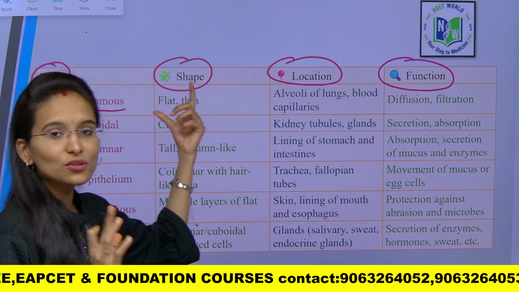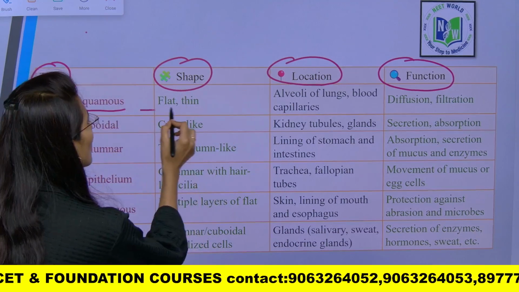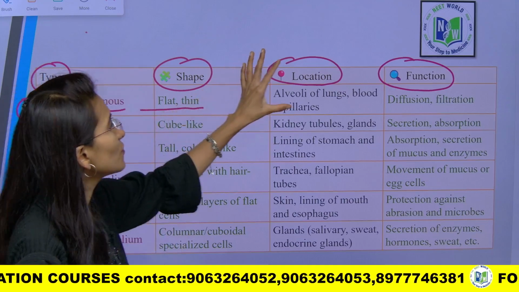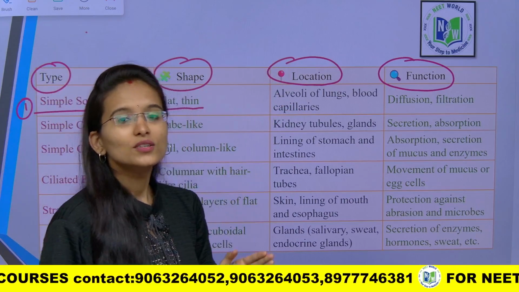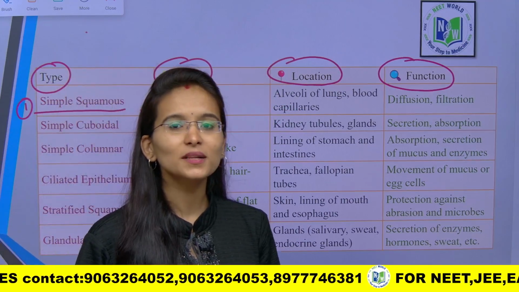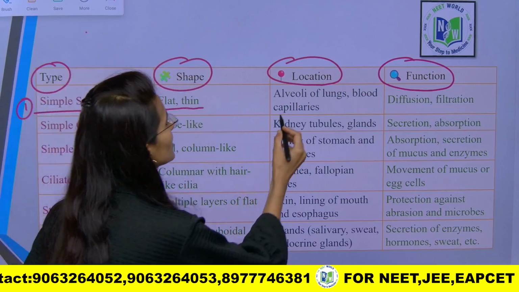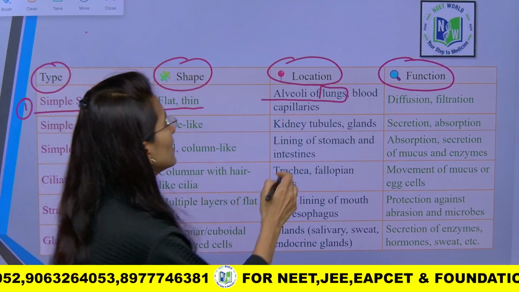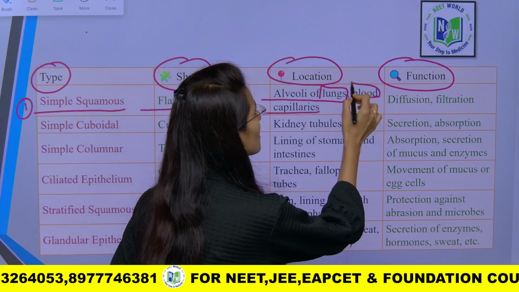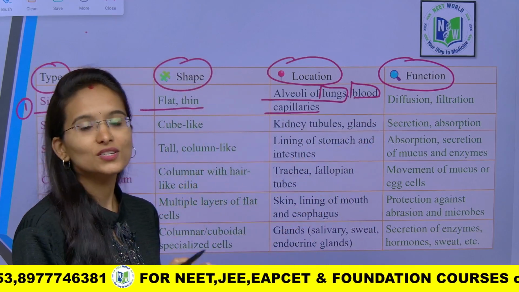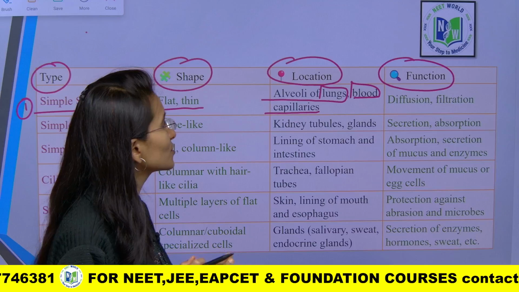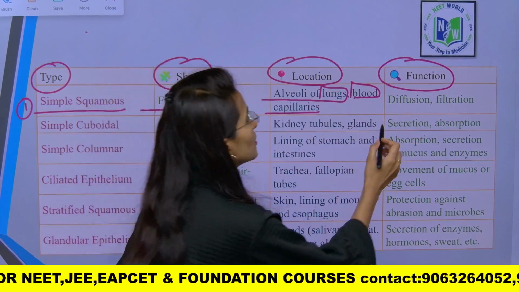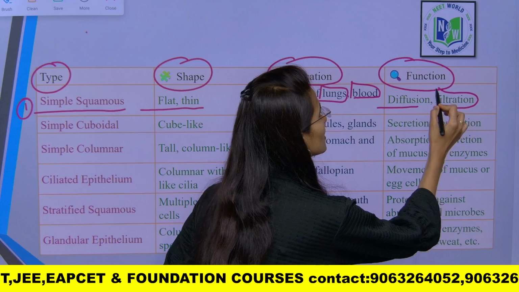So, when we look into the shape, it is very flat and thin. Yes, just now we have discussed it. So, when it comes to the location, where we can find this particular simple squamous epithelial tissue, we can find it in the alveoli of the lungs, and we can find it in the blood capillaries. These are just the main locations of the simple squamous epithelial tissue. And when we look into the function, the main function is diffusion and filtration.